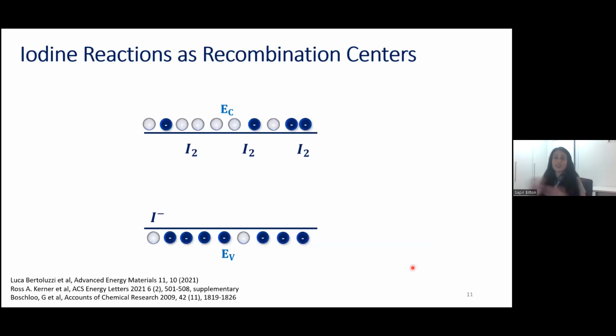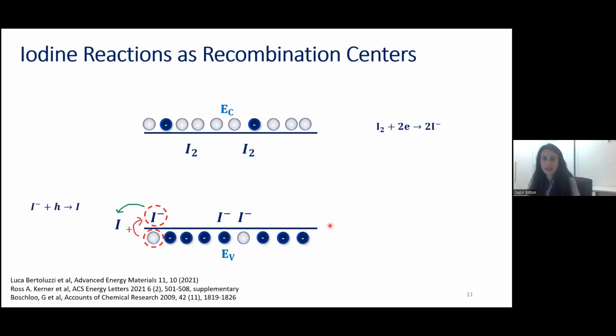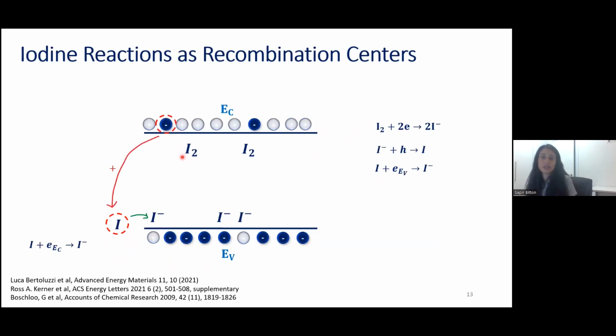Okay, so let me demonstrate the recombination process caused by the reactions. So two electrons from the conduction band can react with I2 molecule, thus becoming two anions. The anion can react with a hole from the valence band and become a neutral atom. The neutral atom can react with an electron from the valence band and return to be an anion, or react with an electron from the conduction band in the same way.